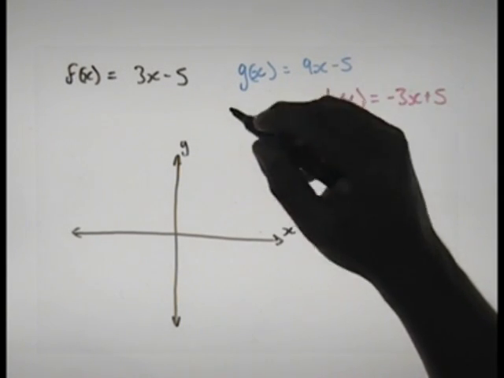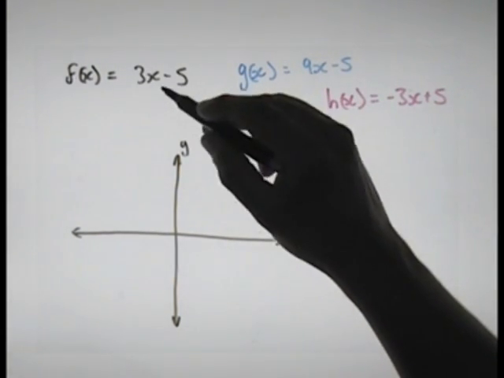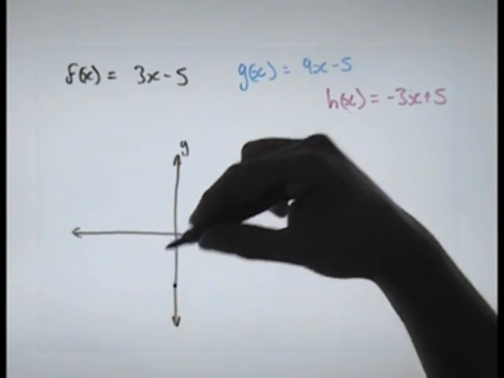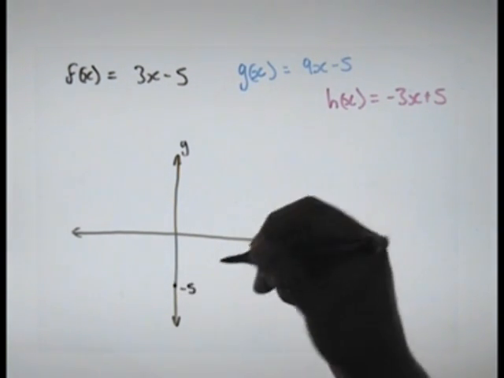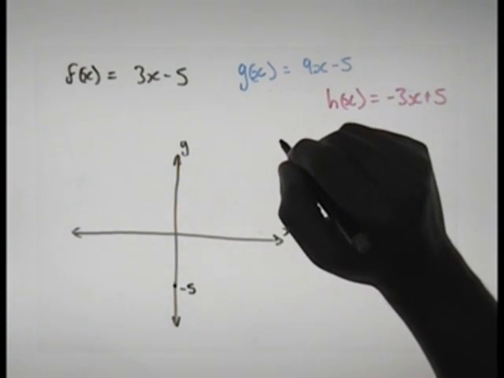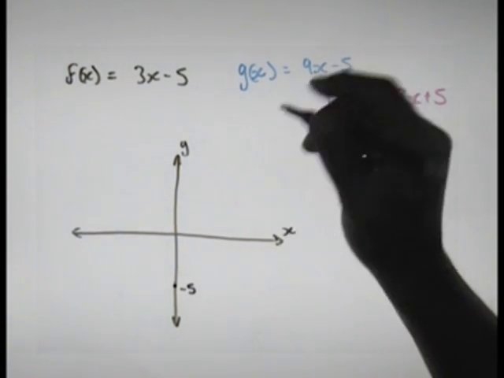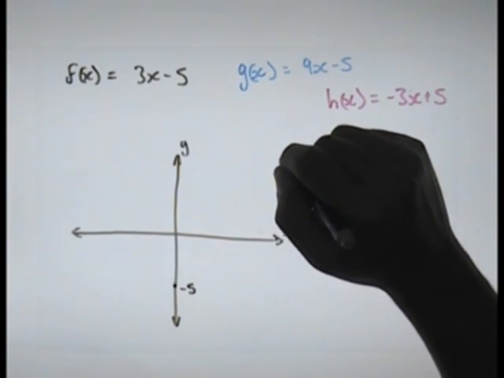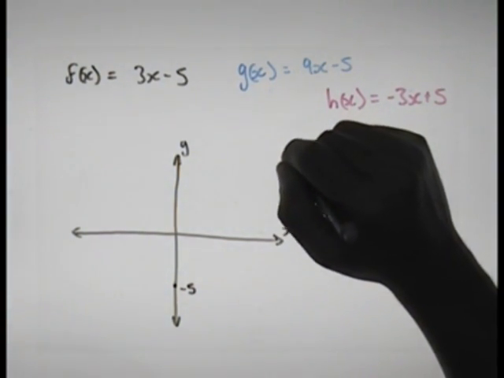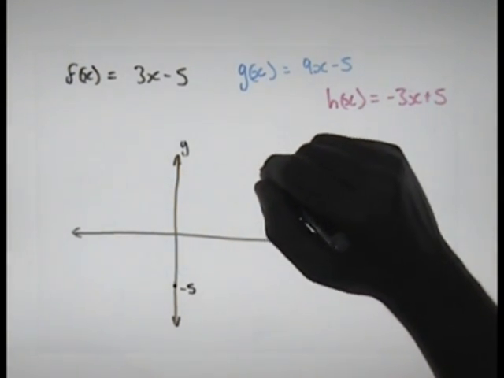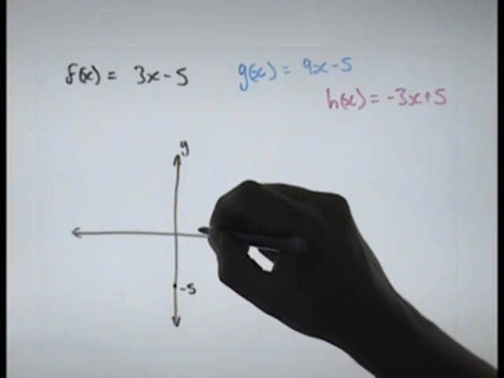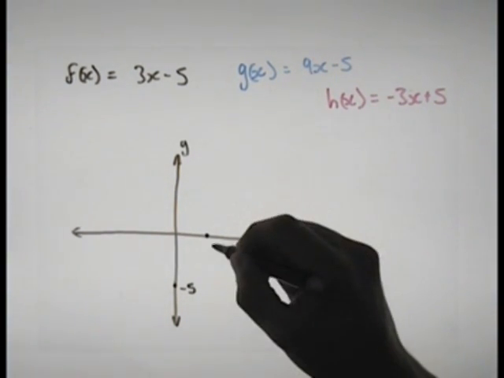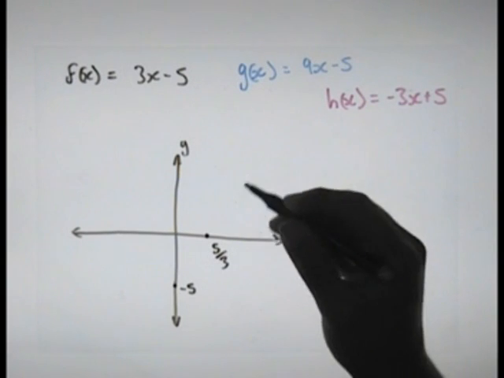Starting off with f of x, firstly, when x is equal to 0, our y-intercept is going to be negative 5. When y is equal to 0, it means that 3x minus 5 is equal to 0, which means that 3x is equal to positive 5, which means that x is equal to positive 5 over 3, which is going to be over here. And that's 5 over 3.